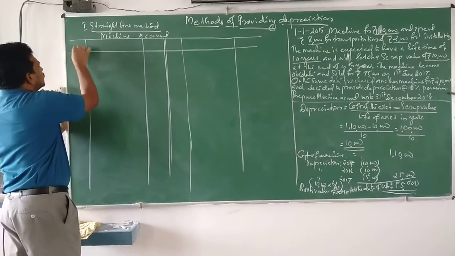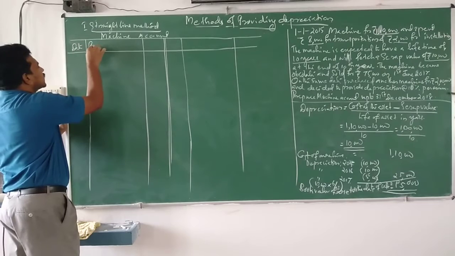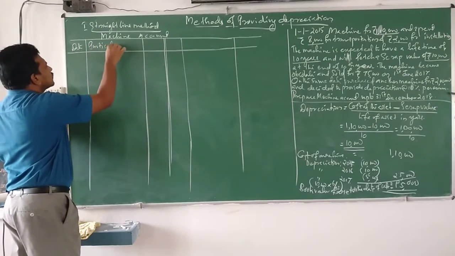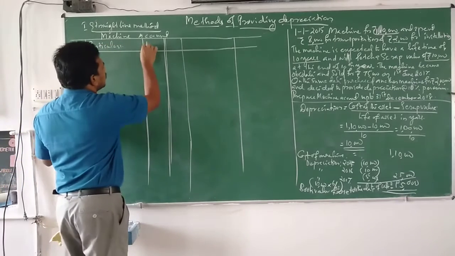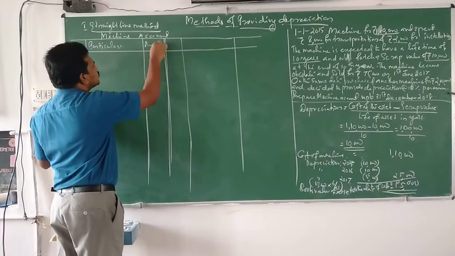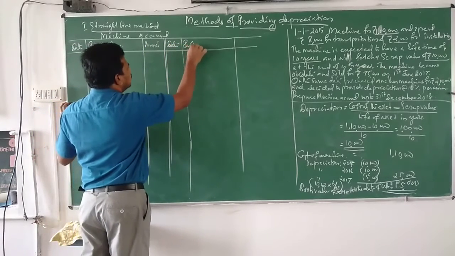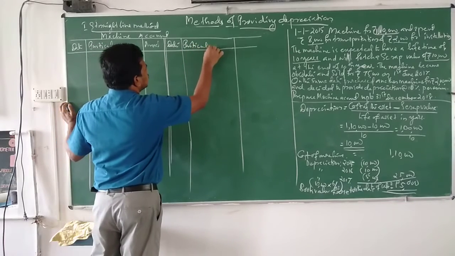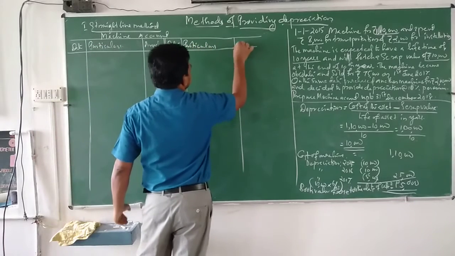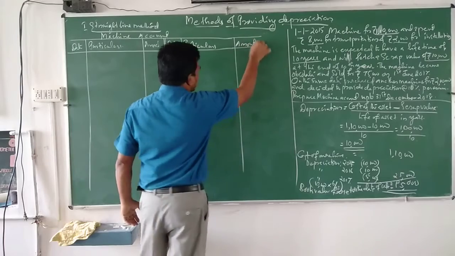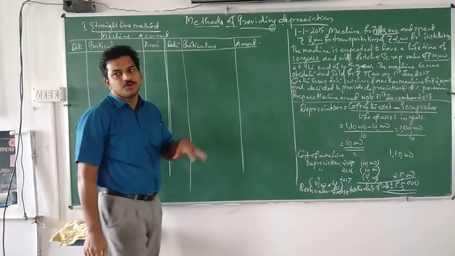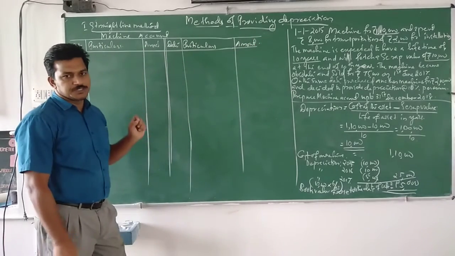Machine account: date, particulars, amount. Date, particulars, amount. Now we purchased the asset.